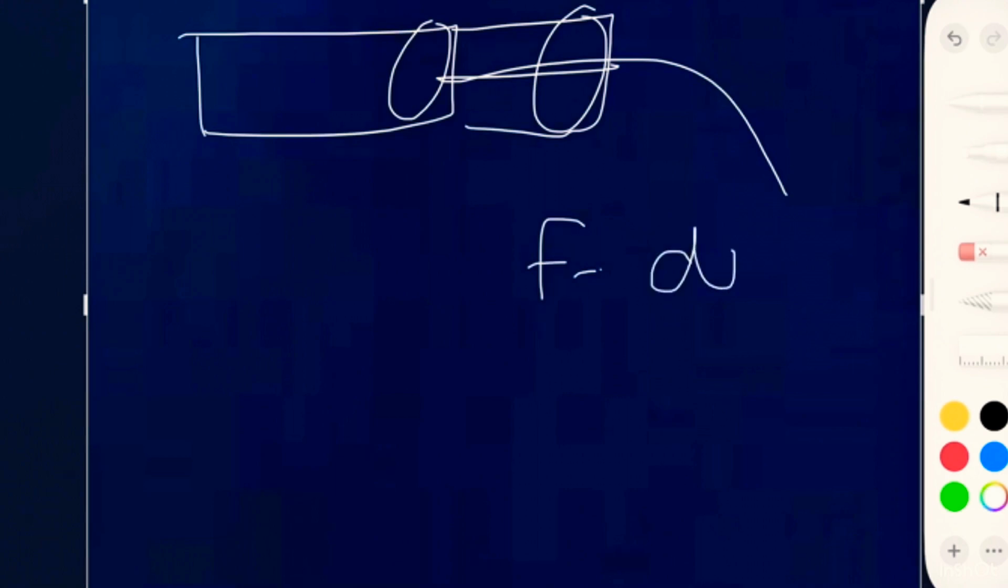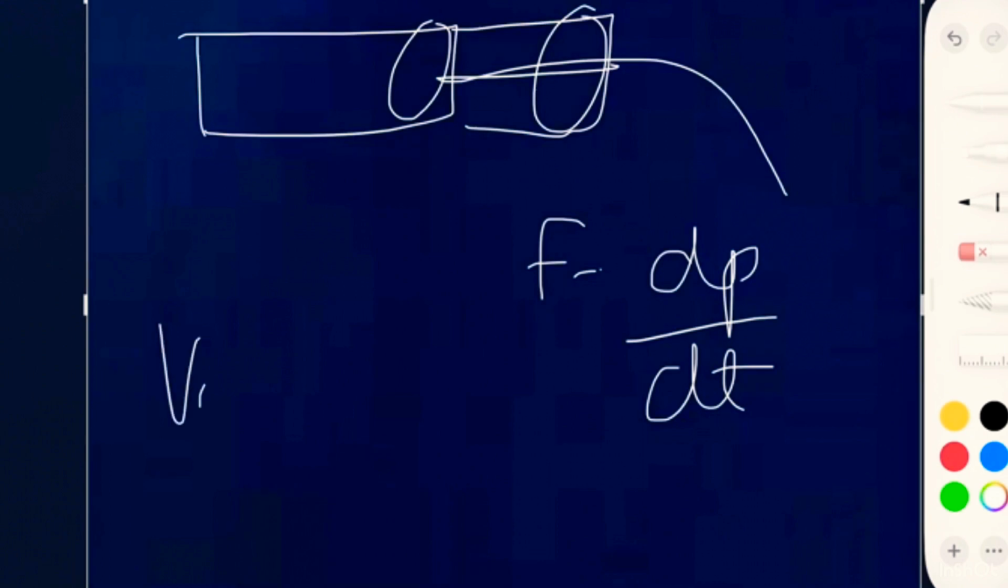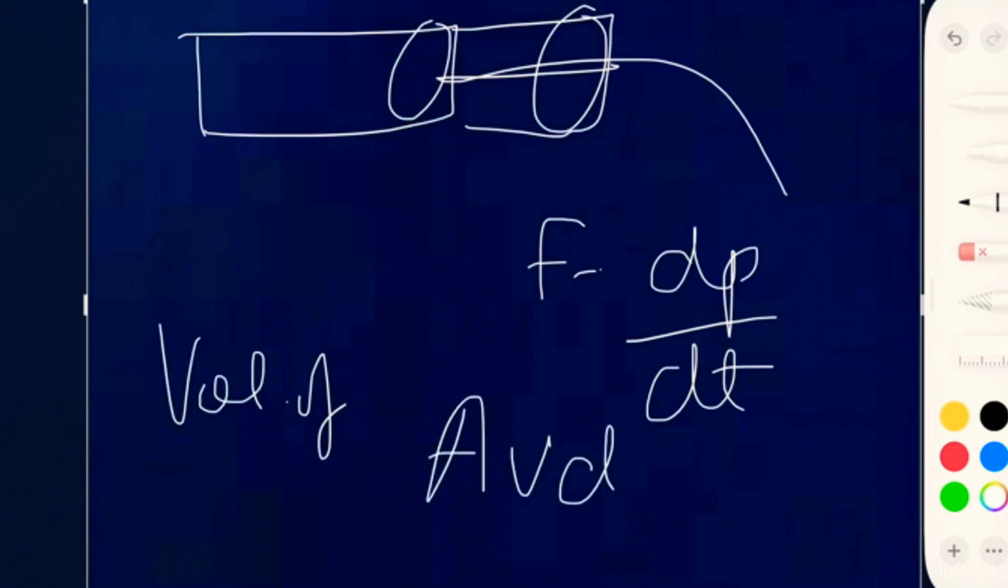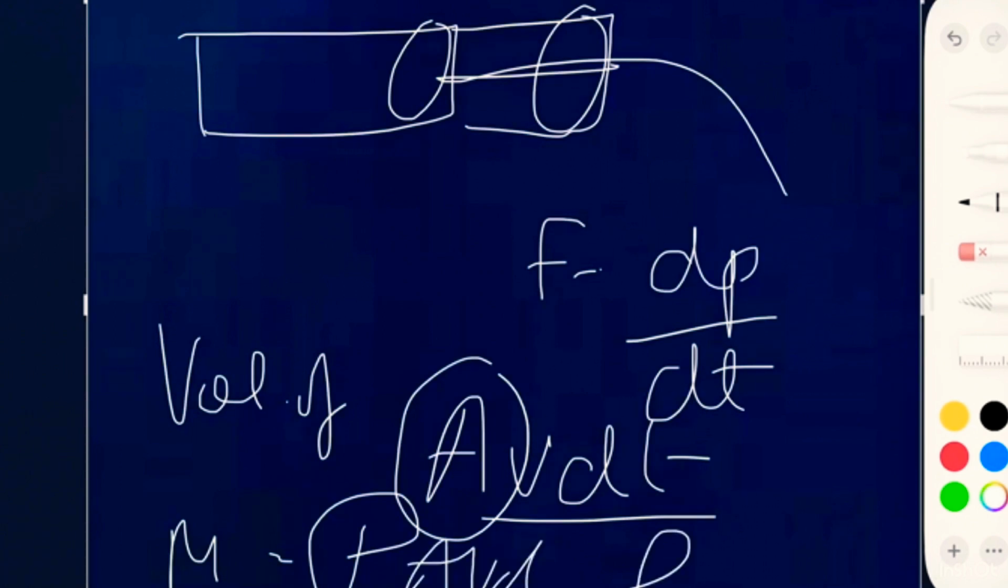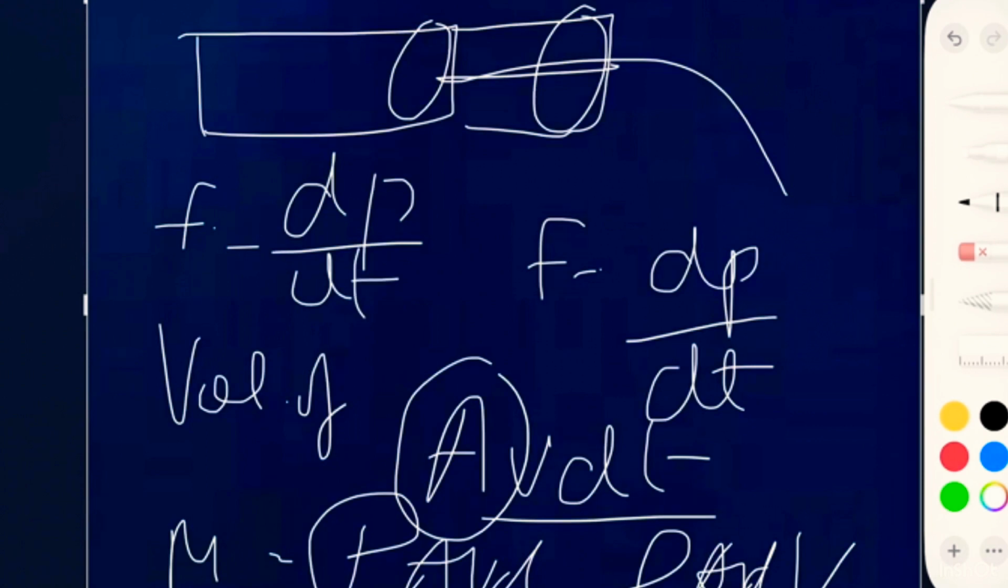F is equal to dp by dt, that is momentum by time. So the volume of the water that comes out per unit time is equal to A v dt, that is area of cross section and v dt, we know. Then mass is equal to area of cross section times A v dt. So F is equal to dp by dt, that we already know, its momentum, is equal to area of cross section times rho A v square.